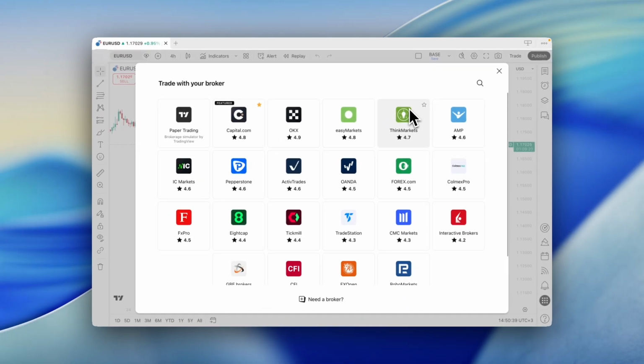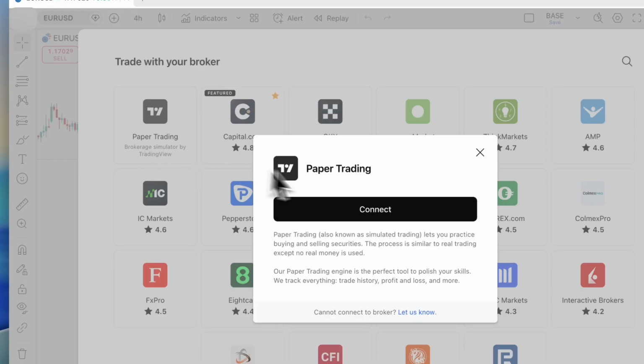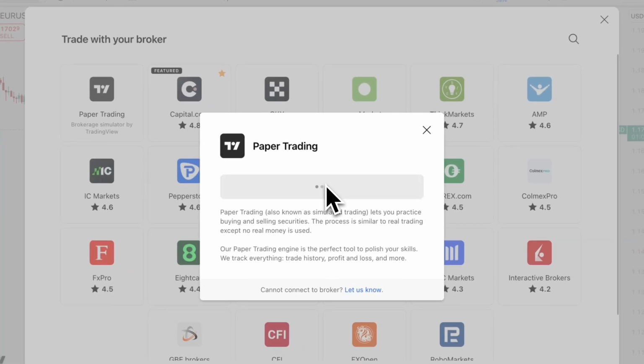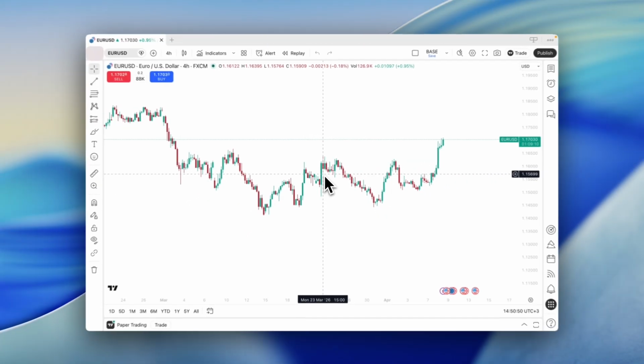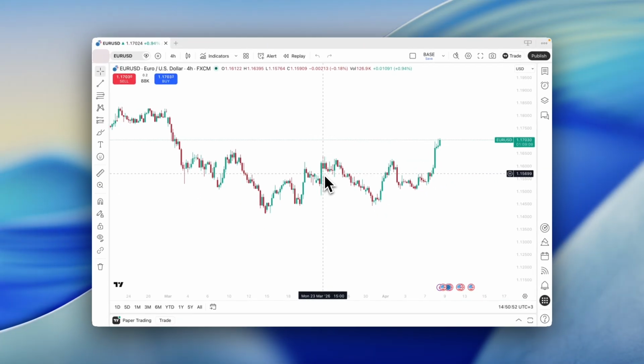Then we look to the left of our screen towards the paper trading brokerage simulator by TradingView. Once you left-click on that, you would be prompted to connect, and then you've connected your paper trading account. Now, this would be the first step.